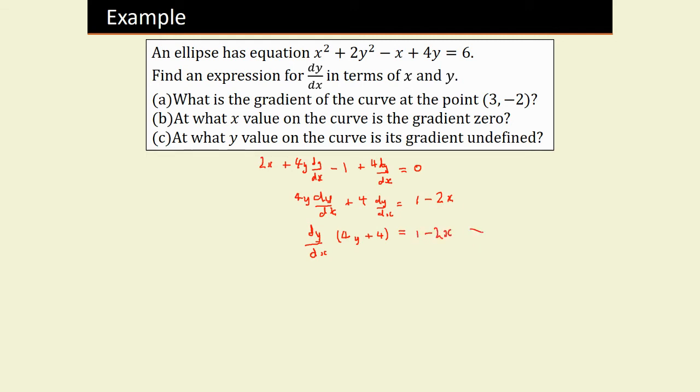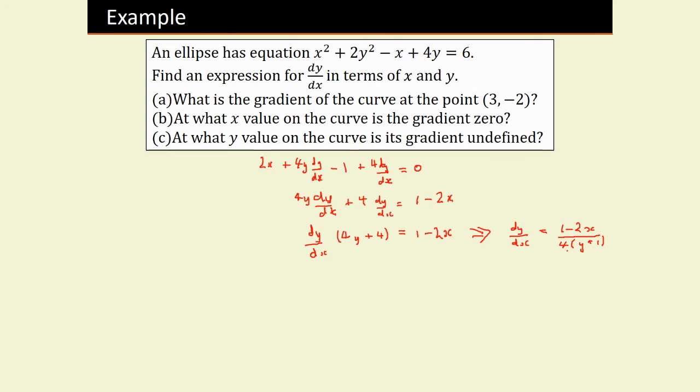So that is going to tell me that dy by dx equals 1 minus 2x. And actually, I'm going to factorize the bottom. I know it's 4y plus 4, so why don't I just write it as 4 times y plus 1, 4 outside the bracket. Okay, that's the first part done.